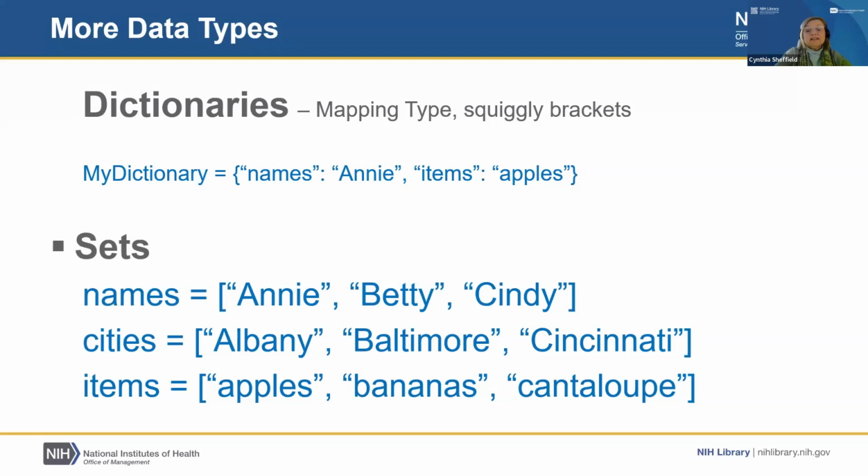Dictionaries store items in key-value pairs. They're changeable and they don't allow duplicates. They're often used to store data values like a map. Note that names is paired with Annie and items is paired with apples.